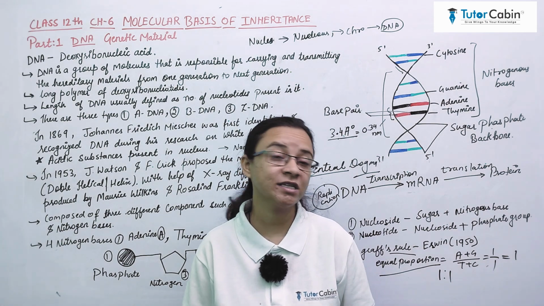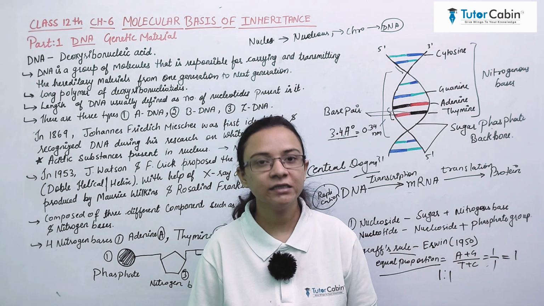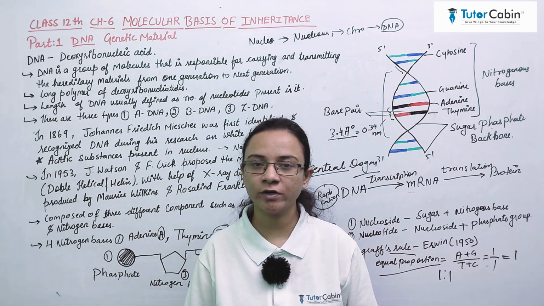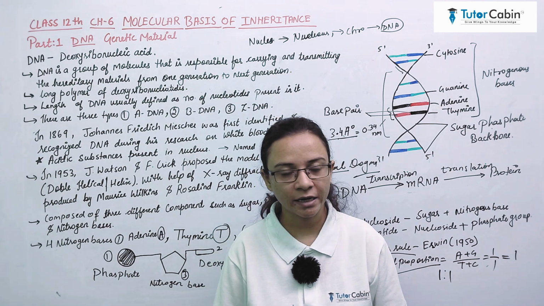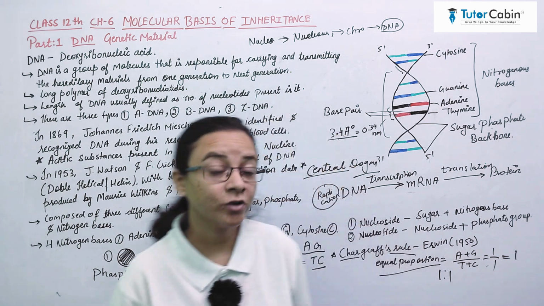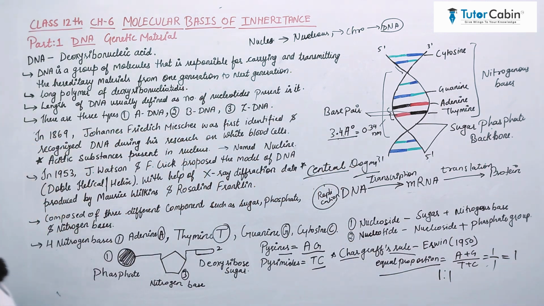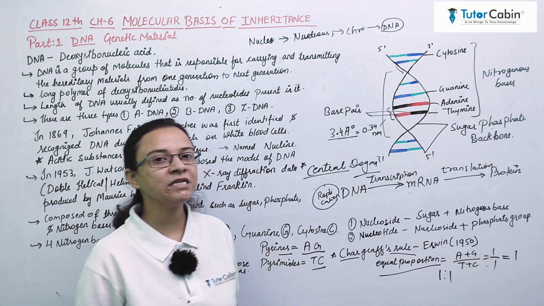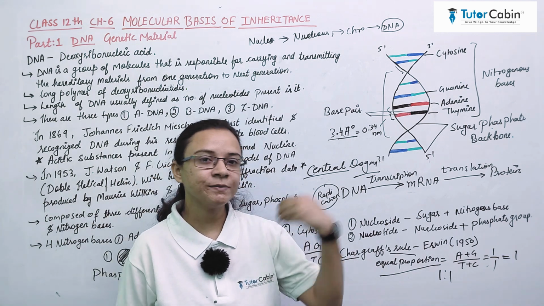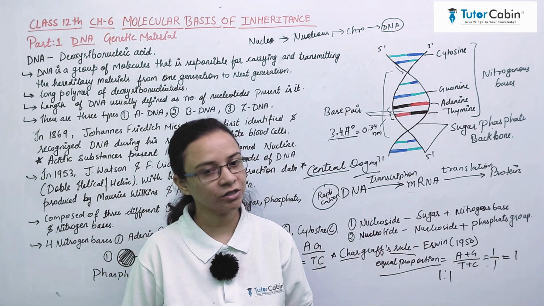Today in this lecture we discuss DNA. DNA is part one of chapter number 6. It is the molecular basis of inheritance. So let's start. What is DNA? DNA is a genetic material, okay? Because DNA carries genetic material and transmits it from one generation to another generation.